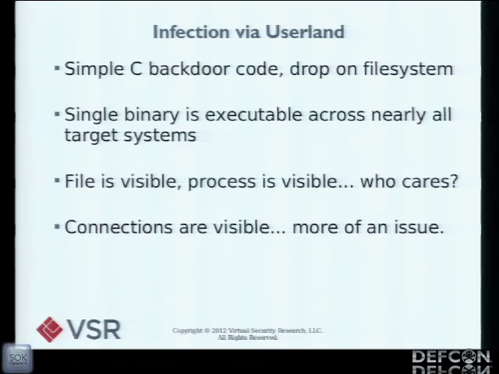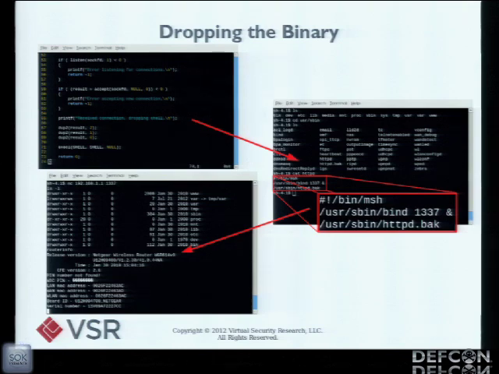So just looking at user land, it's very simple. Just do a quick backdoor code in C, drop it on the file system. So again, you have the same one binary which is executable across nearly every device. You have the file, but you have a problem. The file is visible, the process is visible, but honestly, who cares? No one's going to see the file system, no one's going to see the process list unless you solder into the pads, which at that point is probably sitting in an FBI office on some forensic person's desk.